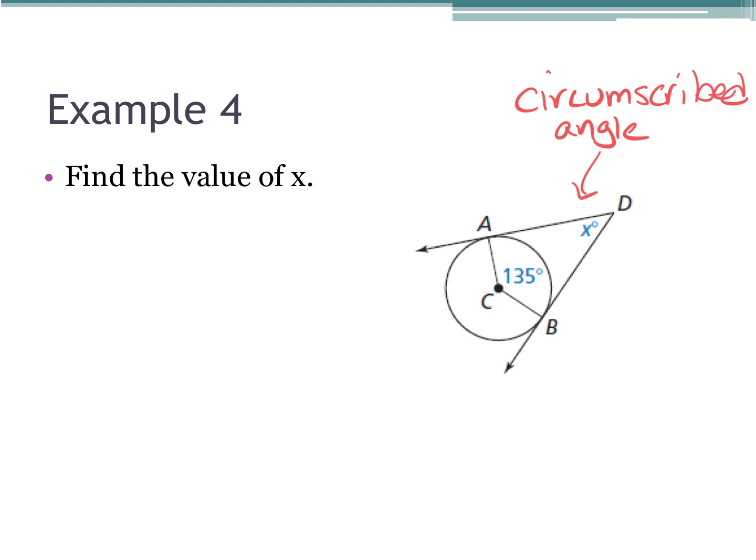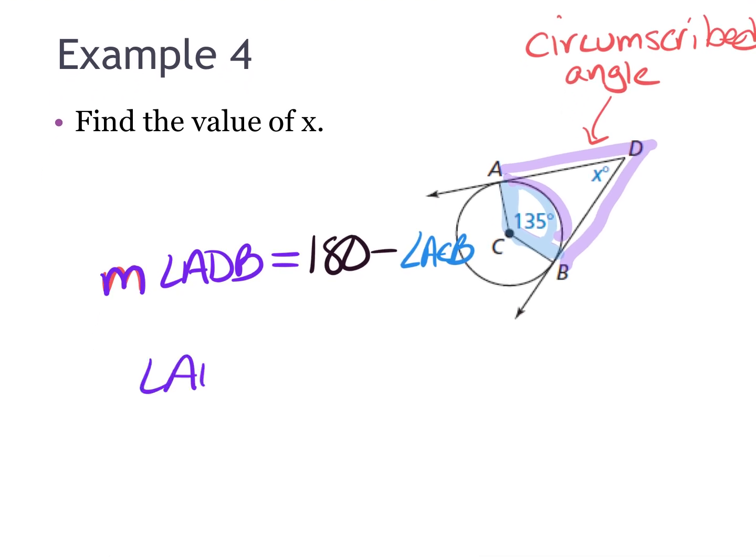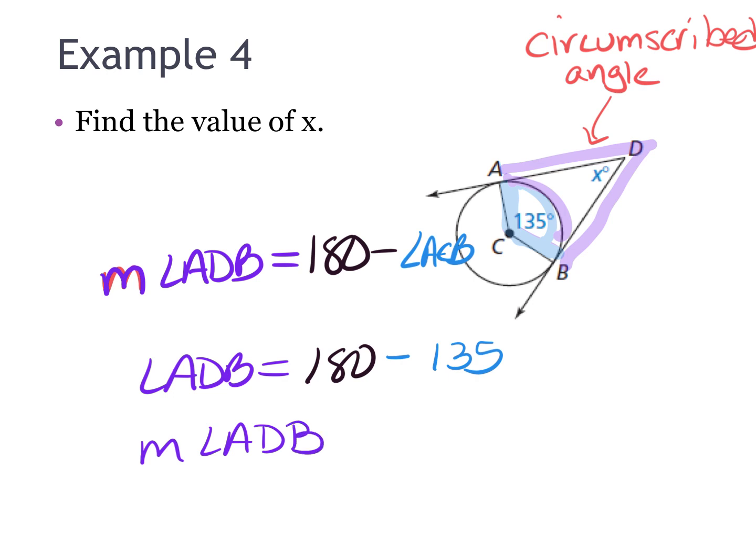I know that the measure of this circumscribed angle, angle ADB, is going to equal 180 minus the measure of the central angle that has the same intercepted arc as my circumscribed angle. So I'm going to subtract out the measure of ACB. So the measure of angle ADB will equal 180 minus 135. The measure of angle ADB, which in this case is X, is going to be 45 degrees, using my circumscribed angle theorem.